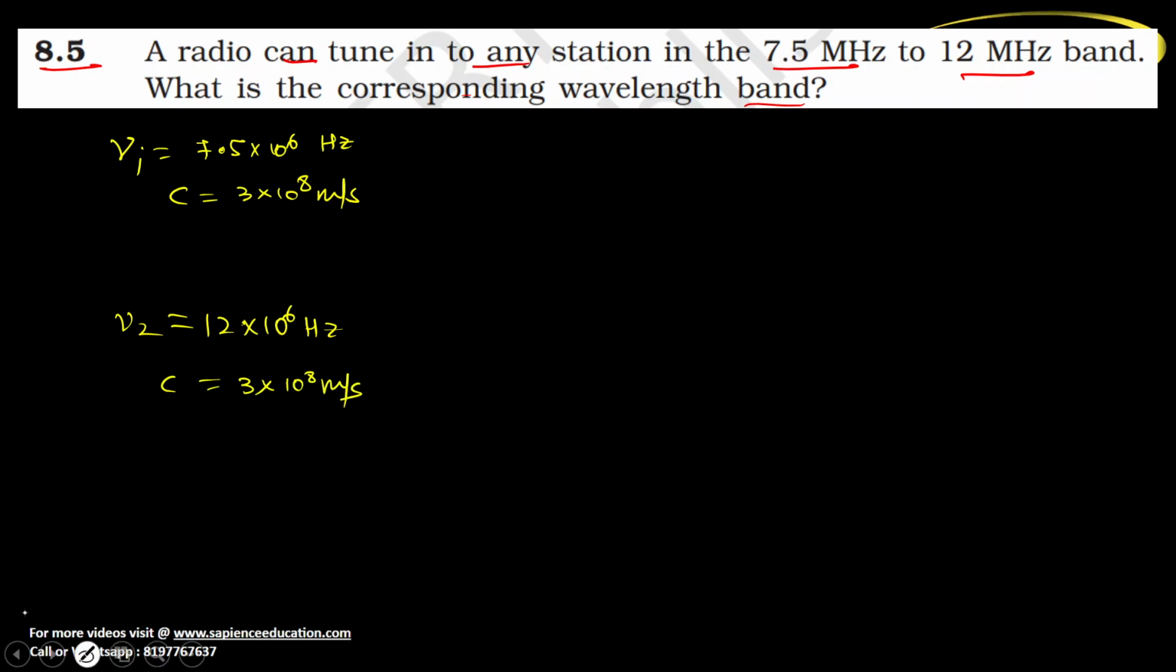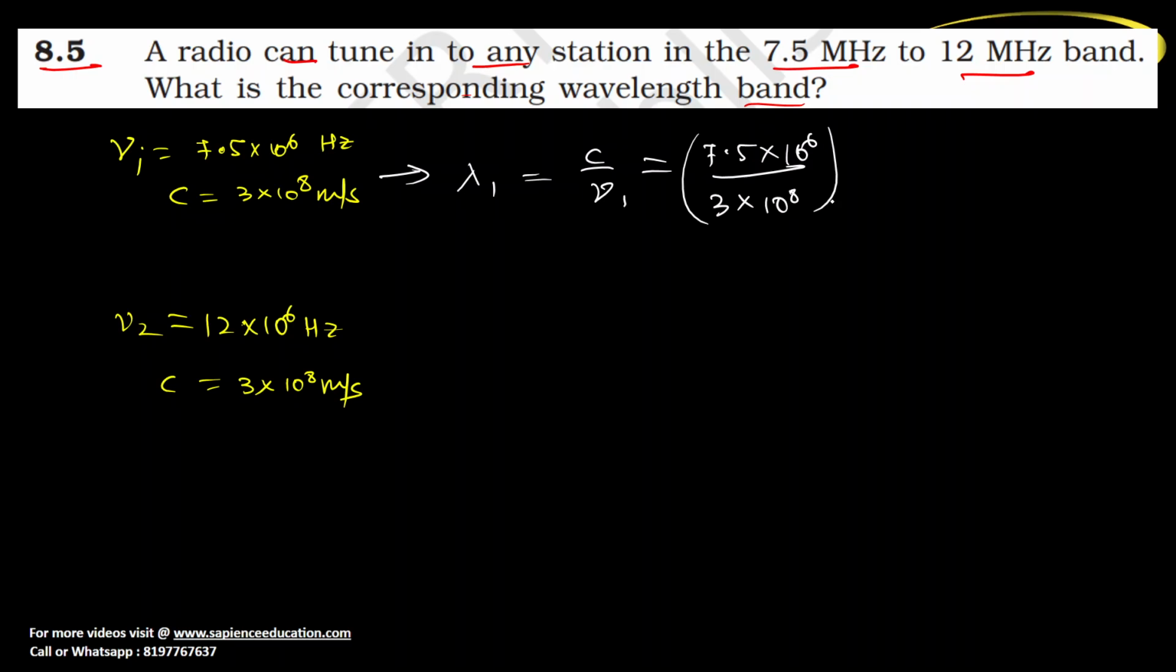Now we need to find the corresponding lambda. So lambda will be equal to c by frequency 1. So this will be 3 into 10 to the power 8 meter per second divided by 7.5 into 10 to the power 6. So finally if you calculate it, what will be the result? Just try to pause the video and calculate on your own. I think I have made some mistake, yes, I made one mistake just by putting the value.